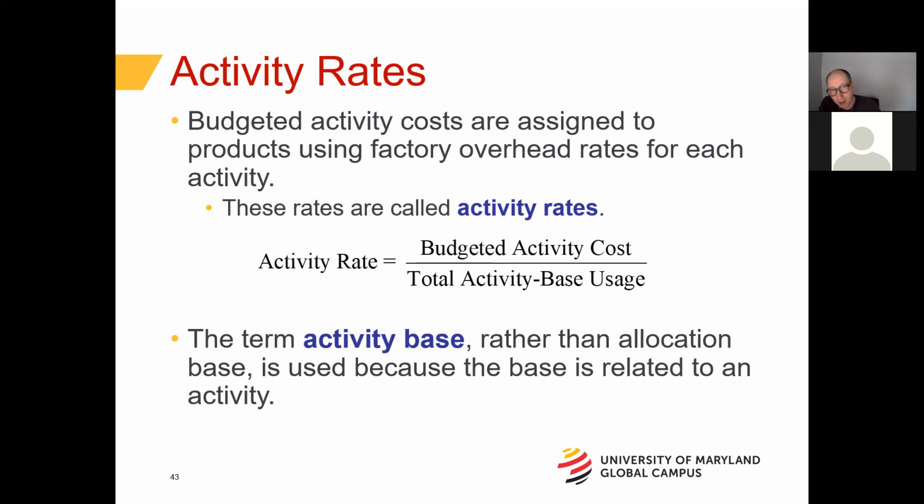How do we find the activity rate? Activity rates are derived based off of each activity. To find the activity rate, we take the budgeted activity cost divided by this thing called the activity-based usage. Activity-based usage, again, could be something like machine hours, labor dollars. It's the base, activity base, the usage.